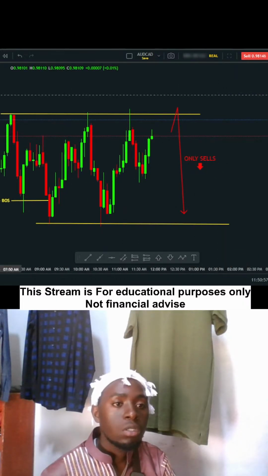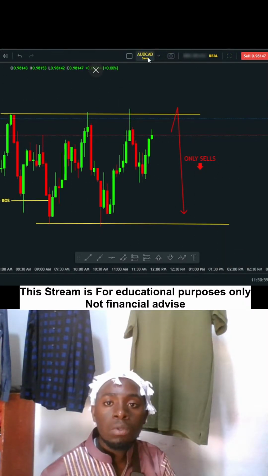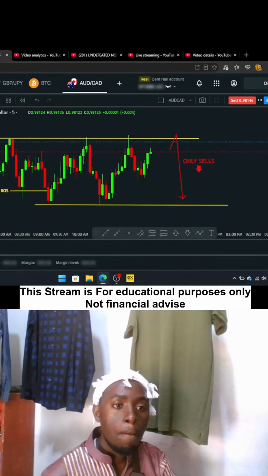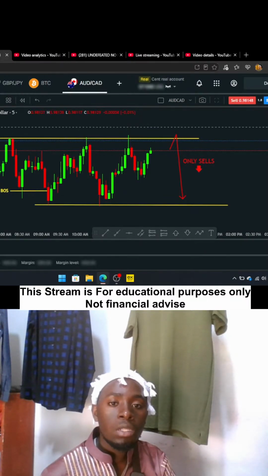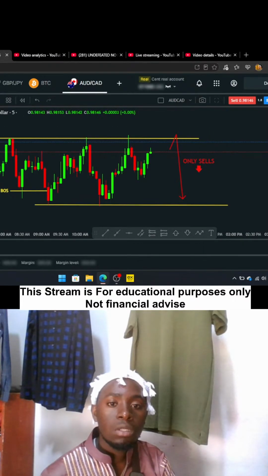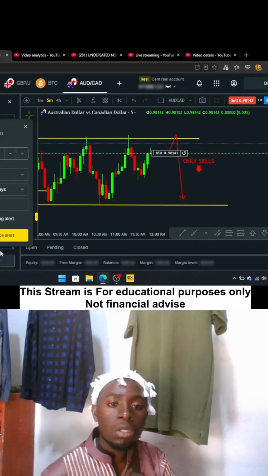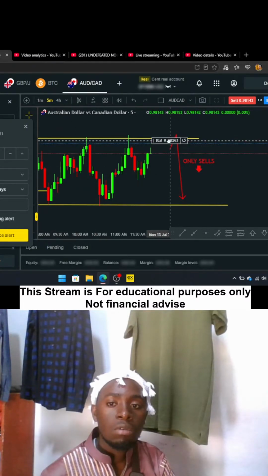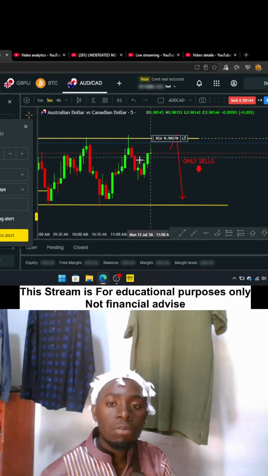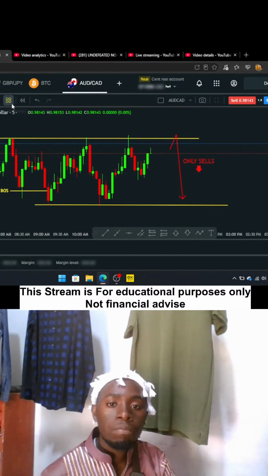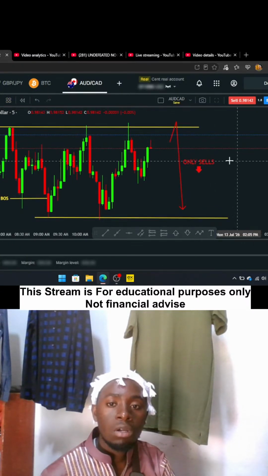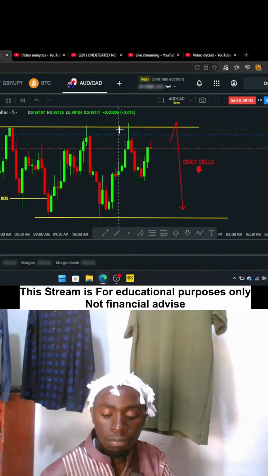That's for AUD card. Okay. I'll go ahead and set this alarm right there so that I get notified when it triggers. But for some reason, the market is unable to break above. There's a stronger resistance right there.